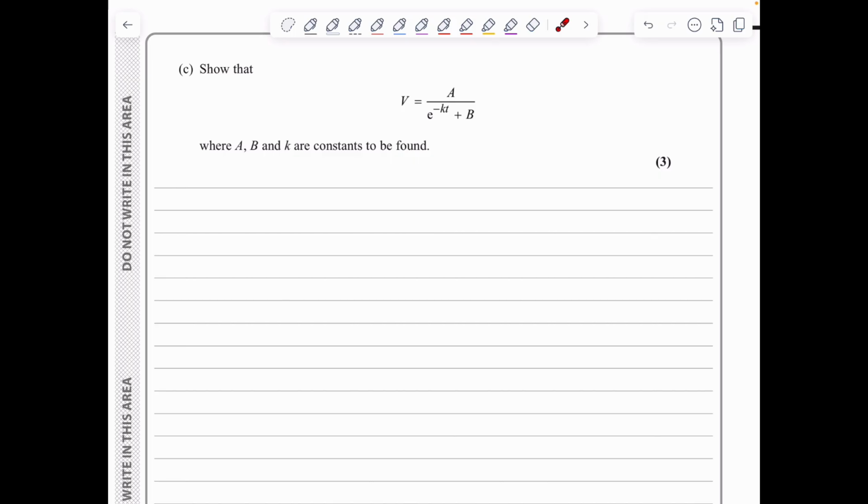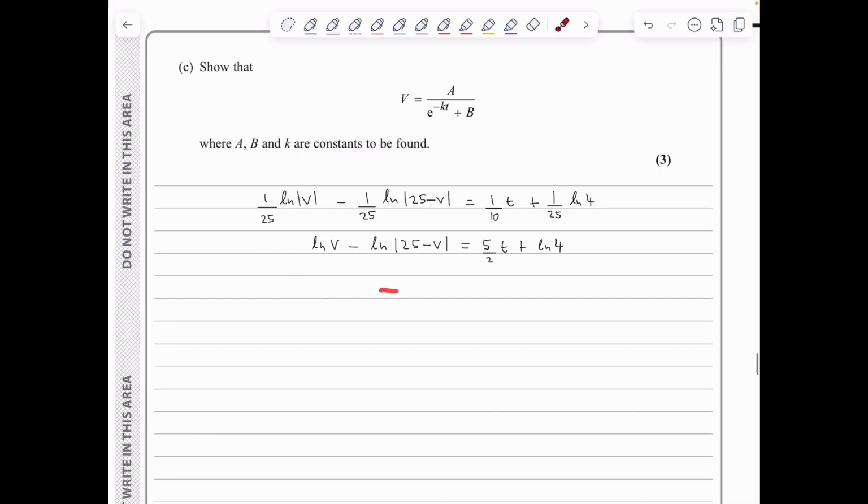In part C, we need to show that capital V is A over e to the minus kt plus b, where a, b, and k are constants to be found. So essentially, we need to consider the solution we obtained in part B and solve for v. So I will start by multiplying throughout by 25 to get ln v minus ln of 25 minus v being equal to 5/2 t plus ln 4. I will be collecting all the ln's on the right hand side. I'll be moving the 5/2 t over to the left hand side.